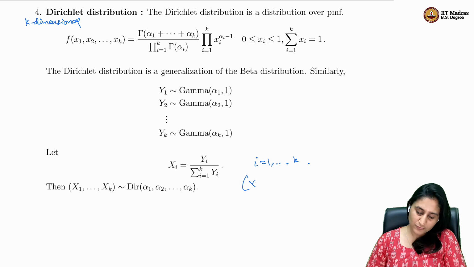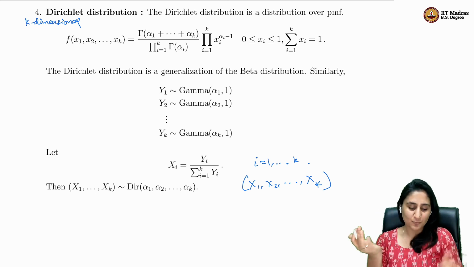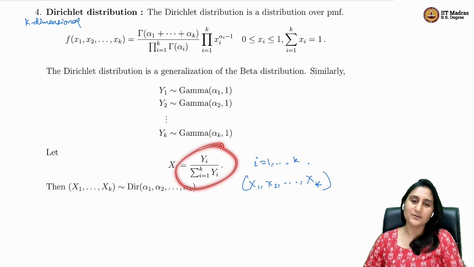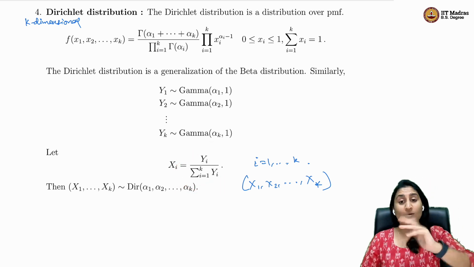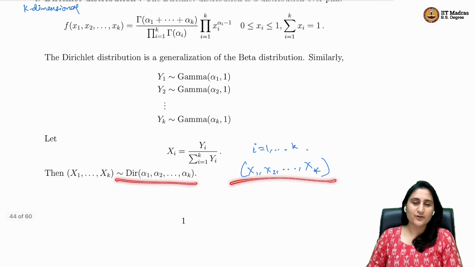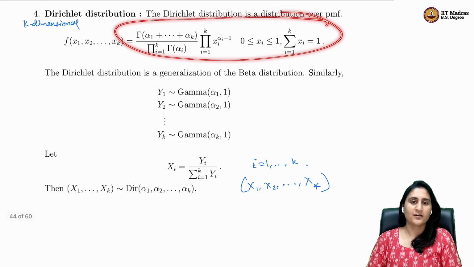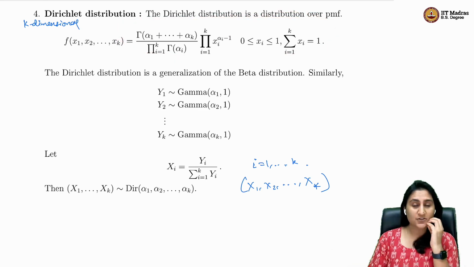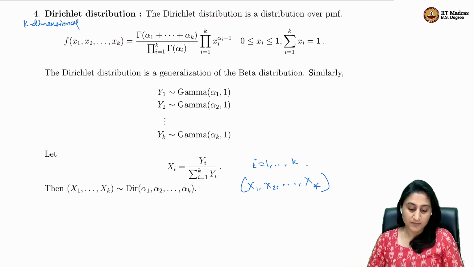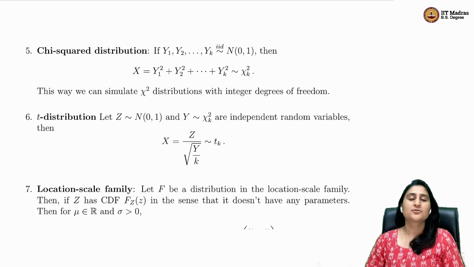And if I take all those x1, x2 up to xk, all of those vectors, they have to add up to 1 because this ratio, when you sum over all i, has to add up to 1. Then this is actually going to be a draw exactly from a Dirichlet with this PMF. This is a generalization of the beta distribution. There's more relationships. For example, a chi-square distribution.